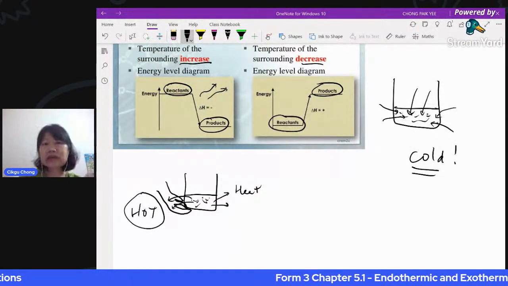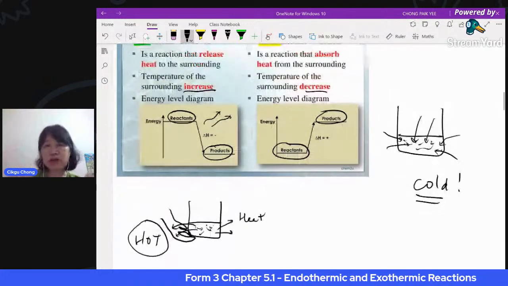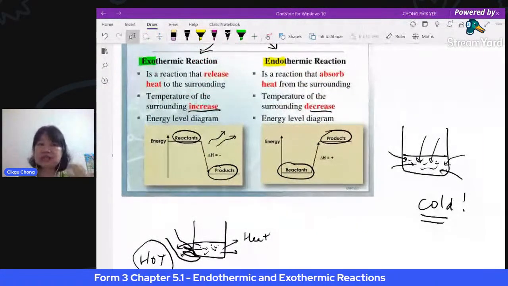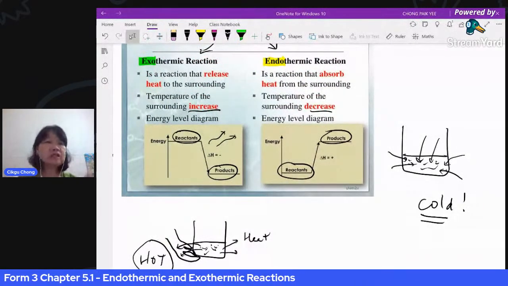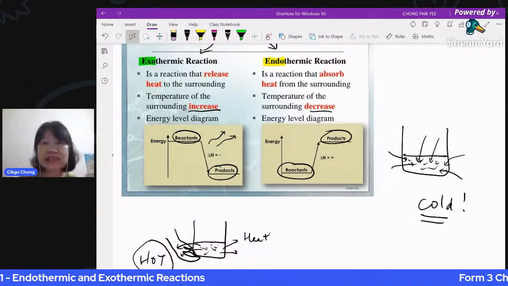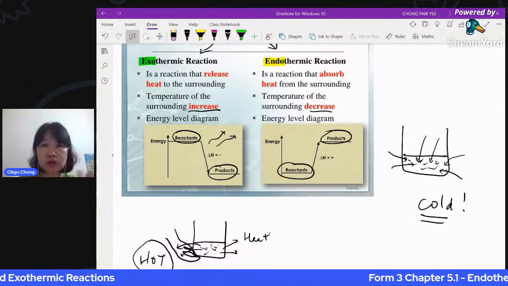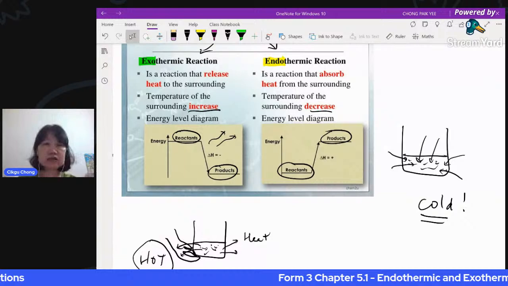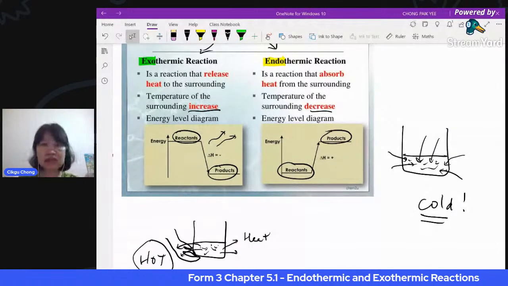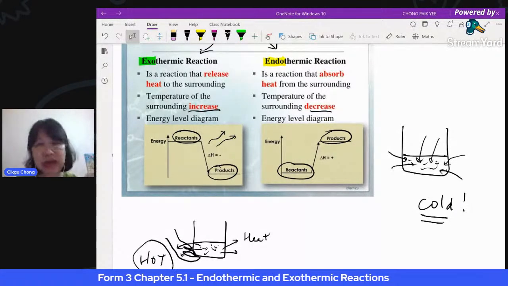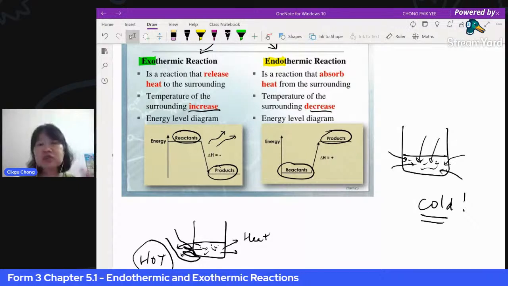So a very simple way of finding out whether it's endothermic or exothermic is by using your hand, if you can touch it. But of course, I'm not telling you to touch every reaction. Certain reactions you cannot touch. For example, if the thing is burning, heating, and on fire, you cannot be touching it with your hand. It's going to burn your hand, correct?